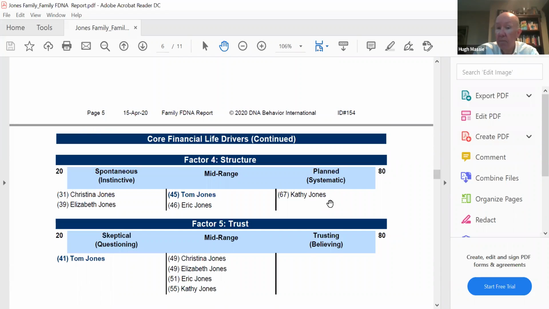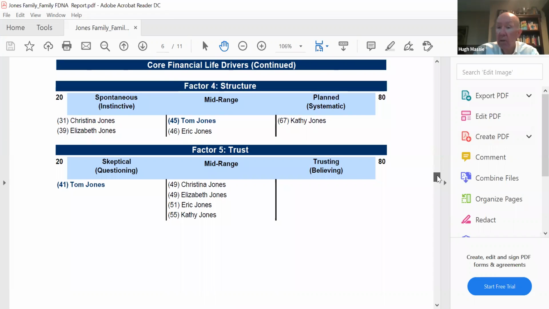Kathy, the mother, is extremely planned, so that's a big difference in the family to the rest of them, where they're a bit more unstructured in that area. Reasonably middle range on trust in the family, which is good, and the father a little bit more skeptical and discerning. So he's just going to be careful about what happens and tread through it with a bit more discernment in making decisions. No one on the extreme on trusting. So what you are looking for is areas where there is an extreme behaviour that could influence the family.